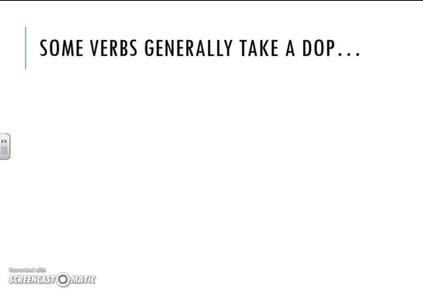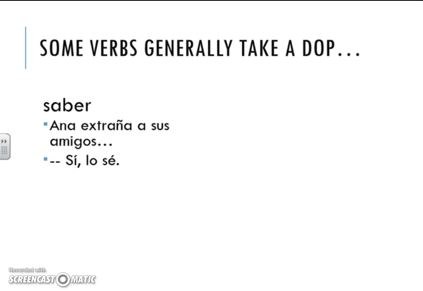Okay, there are some verbs that generally take a direct object pronoun even if it sounds like you wouldn't use one. So we'll practice this more in class. So it says, for example, "saber," which means to know. So we have an example conversation here. It says, "Ana extraña a sus amigos." And then you would answer with, "sí, lo sé." So you're saying, Ana misses her friends. And if you were to say, yes, I know, you actually have to say, yes, I know it. "Sí, lo sé."